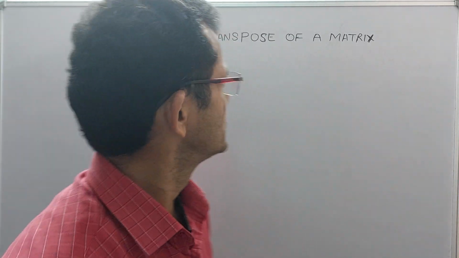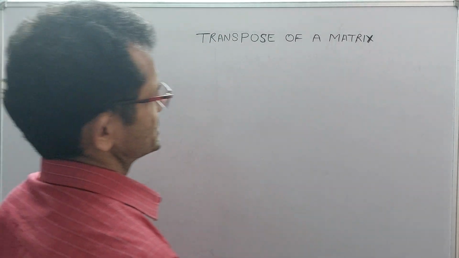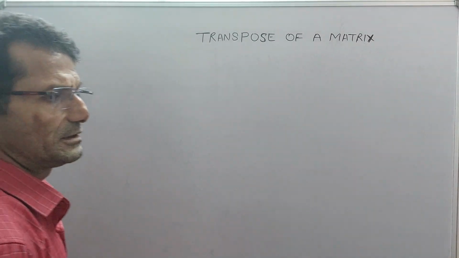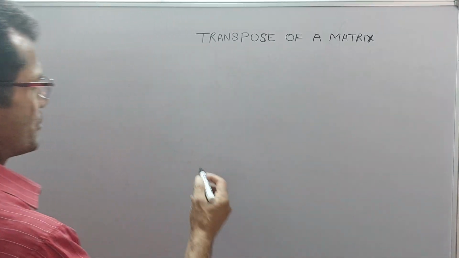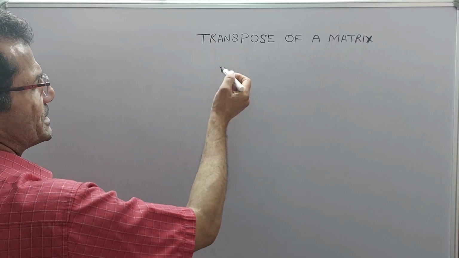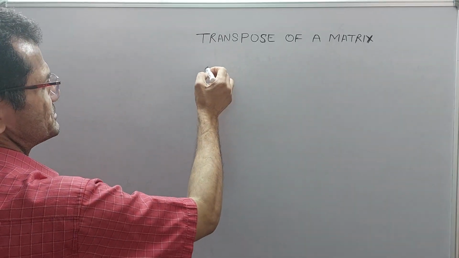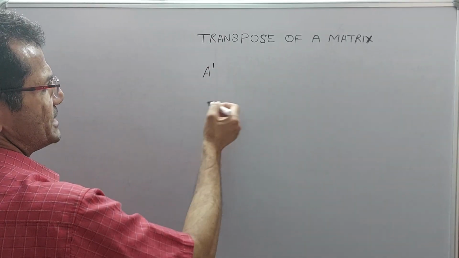Transpose of a matrix. We can interchange all columns into rows, and rows into columns. We generally represent the transpose by a dash.